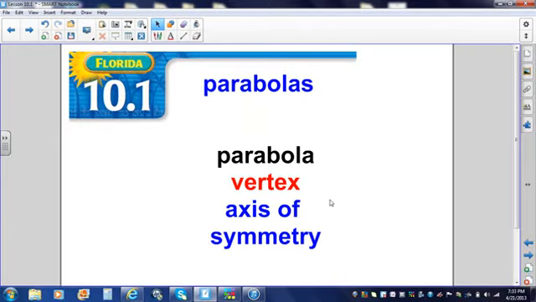All right, today's notes are on lesson 10.1. Let's chop to it. We are going to start talking about parabolas. So in today's podcast, we will talk about what is a parabola, what does a parabola look like. We'll also talk about the vertex of a parabola and the axis of symmetry.